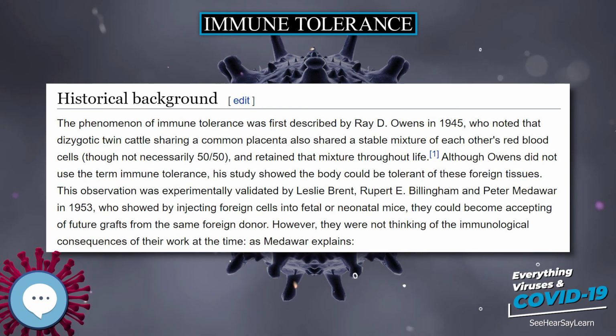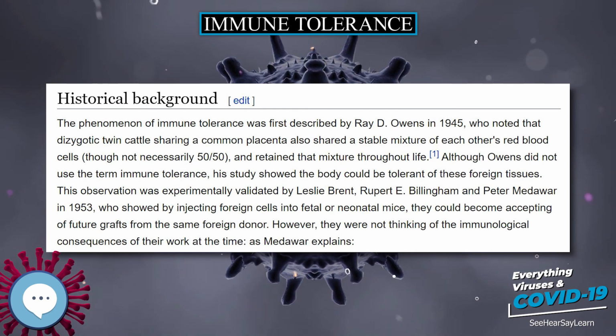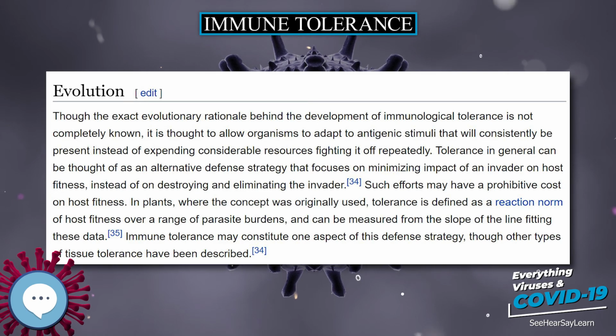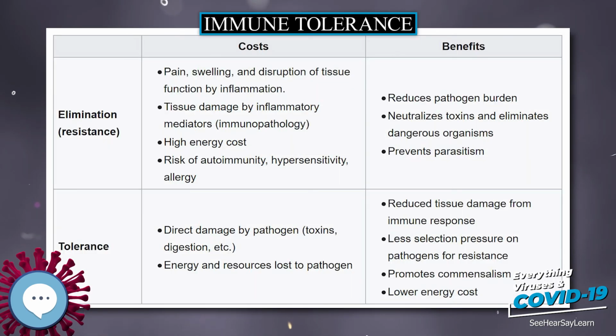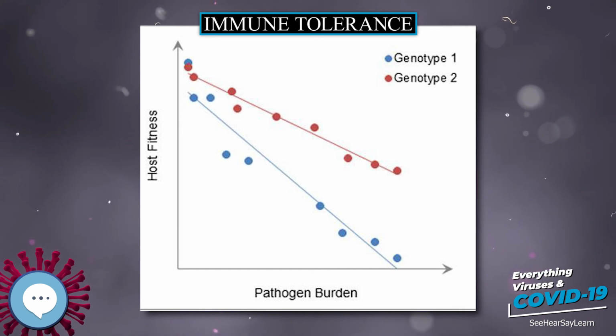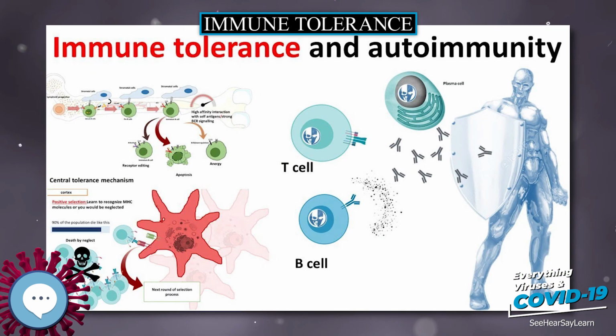Evolution. Though the exact evolutionary rationale behind the development of immunological tolerance is not completely known, it is thought to allow organisms to adapt to antigenic stimuli that will consistently be present instead of expending considerable resources fighting it off repeatedly. Tolerance in general can be thought of as an alternative defense strategy that focuses on minimizing the impact of an invader on host fitness, instead of on destroying and eliminating the invader. Such efforts may have a prohibitive cost on host fitness.